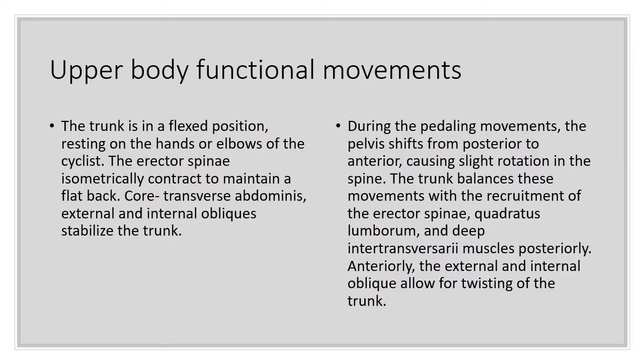Upper body functional movements. The trunk is in a flexed position, resting on the hands or elbows of the cyclist. The erector spinae isometrically contract to maintain a flat back. The core, transverse abdominis, external and internal obliques stabilize the trunk. During the pedaling movements, the pelvis shifts from posterior to anterior, causing slight rotation in the spine. The trunk balances these movements with the recruitment of the erector spinae, quadratus lumborum, and deep intertransversarii muscles posteriorly. Anteriorly, the external and internal obliques allow for the twisting of the trunk.